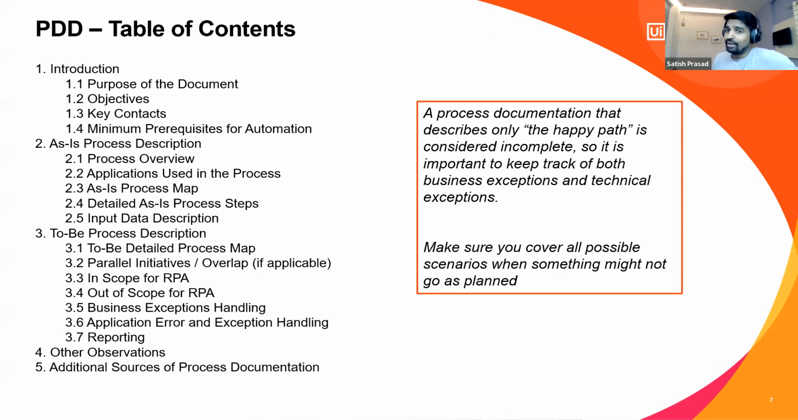I need Excel application to be installed on a bot machine. So those kinds of minimum prerequisites have to be captured, right? And then we talk about as-is process description. As-is and to-be is really, really important.